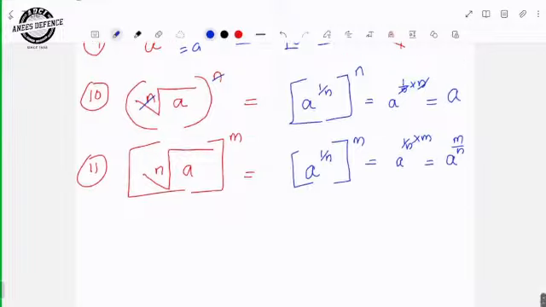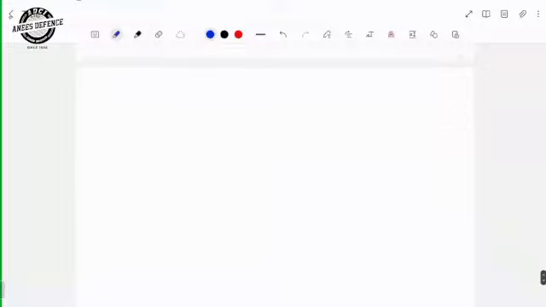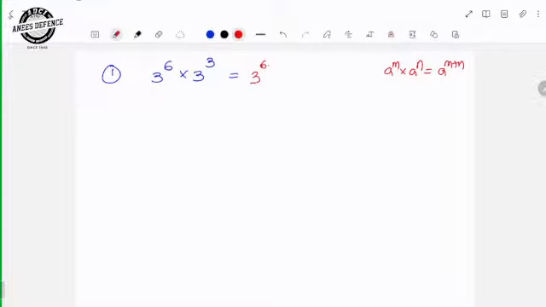So we can do some practice problems. For example, first question. If you have any doubt, please ask. 3 raised to 6 into 3 raised to 3. What do you have to use? A raised to m into a raised to n equals a raised to m plus n. That we have to use. So your answer will be 3 raised to 6 plus 3, that is 3 raised to 9. That is one question.